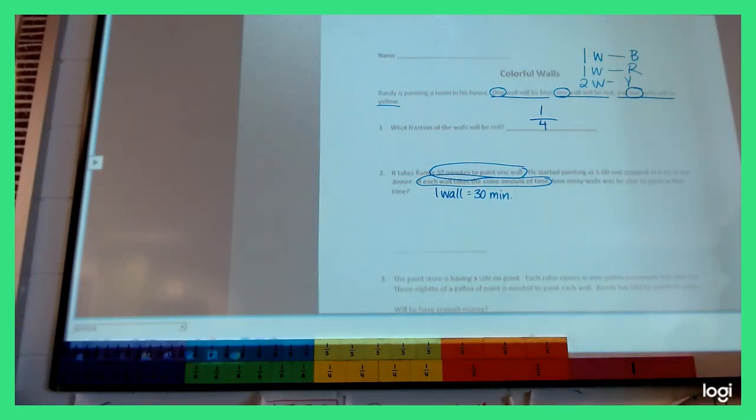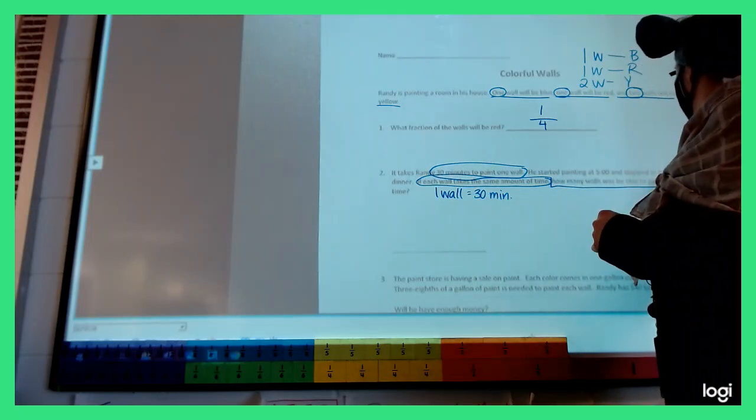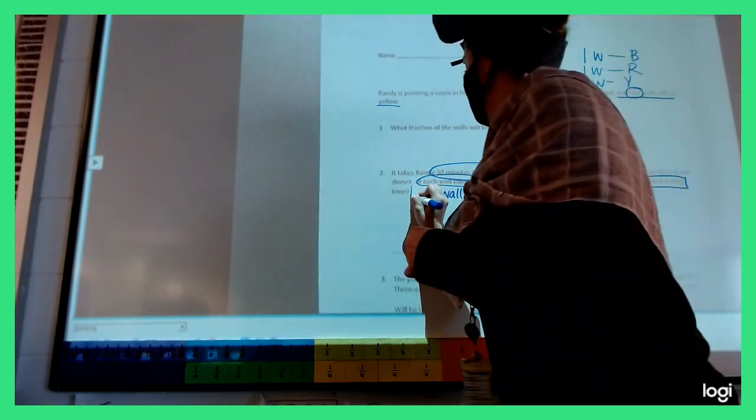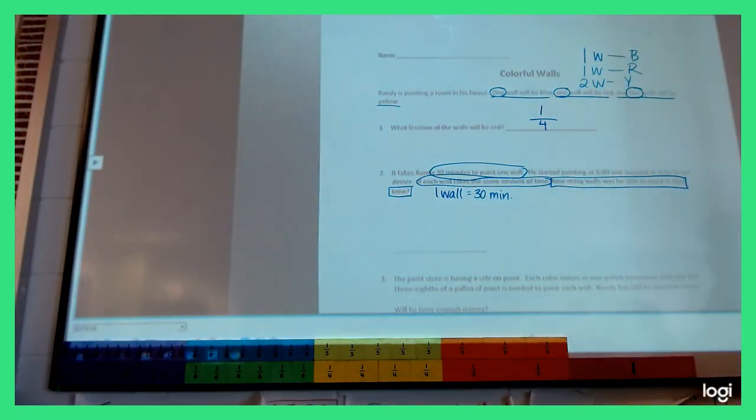I'll let you guys read it through and think it over. Cadence? All right, we do need the question in a box. How many walls was he able to paint in that time? All right, well, what about time? We didn't write anything down about that.